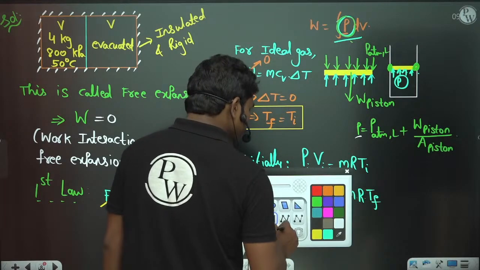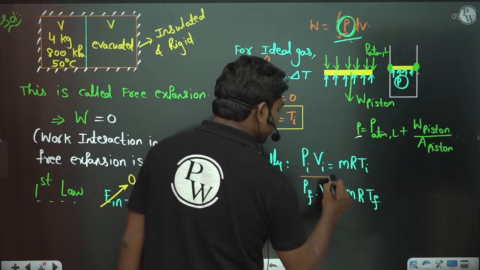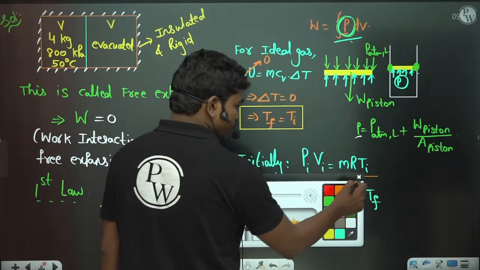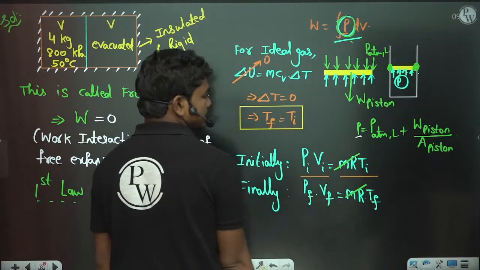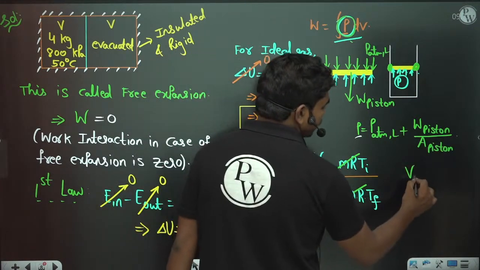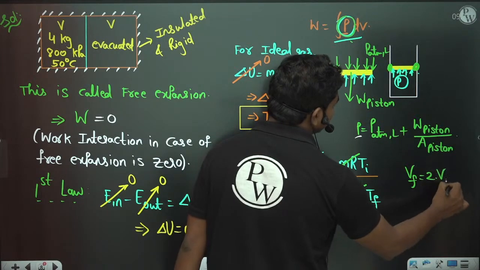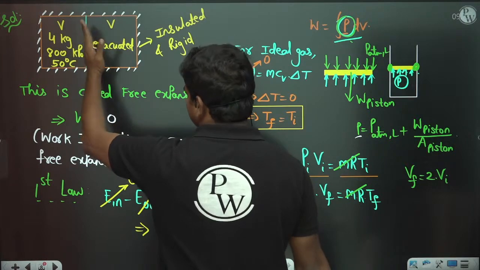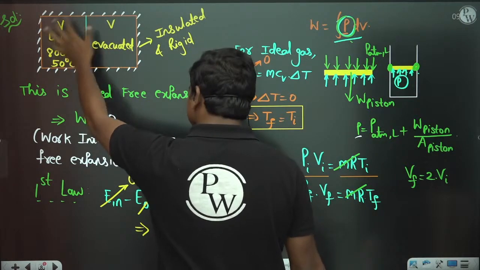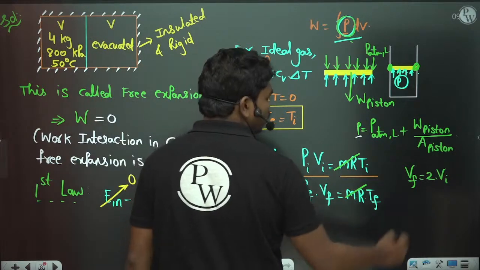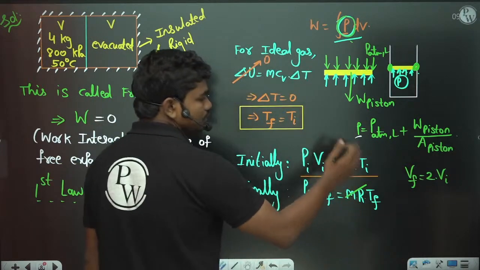If you divide these two equations, the mR and mR get cancelled. V final is 2 times V initial, yes or no? Because they told us these two are equal partitions. Whenever you remove the partition, the gas completely occupies the complete tank, so the total volume occupied by the gas will be 2V. That's why V final is equal to 2 times V initial.